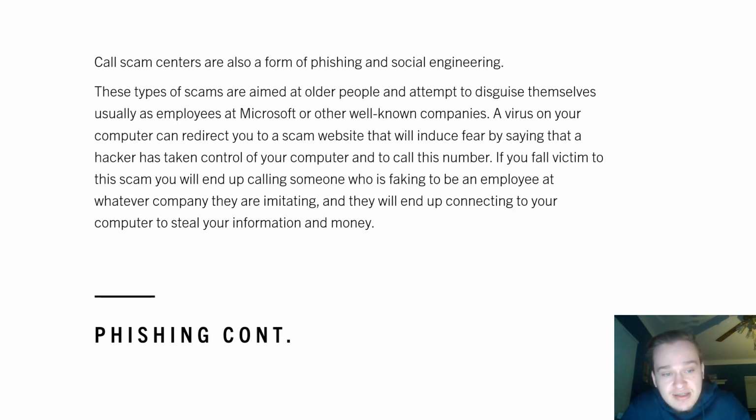So the next type of phishing is call scam centers. This is a very common form of phishing and social engineering. These types of scams are usually aimed at older people, and they attempt to disguise themselves as these well-known companies, like we said.